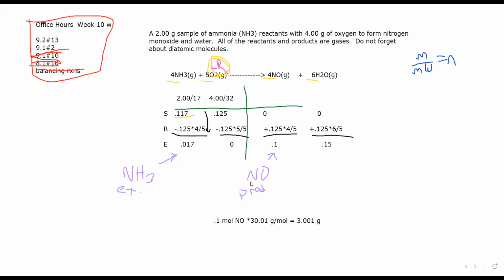Those are the common mistakes: the limiting reactant. Let me mark the third common mistake. Less common, but I've seen it happen. Identifying the wrong limiting reactant, getting the wrong balancing coefficients, or pulling the wrong molecular weight for nitrogen monoxide.